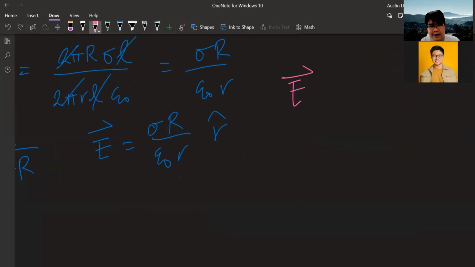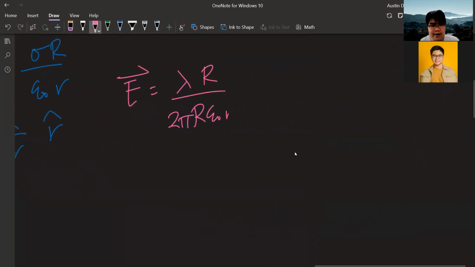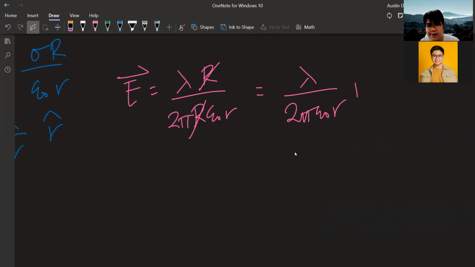Therefore, I could have lambda r over 2 pi capital R epsilon naught. Then the small r cancels the big R. And we are left with lambda over 2 pi epsilon naught r, in the r hat direction. Okay. Ito na yung sagot.